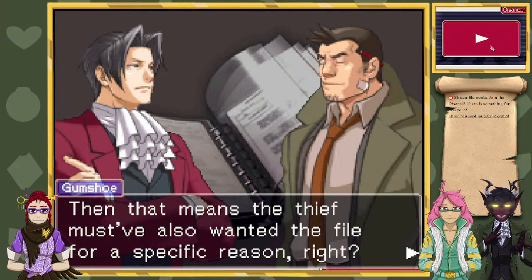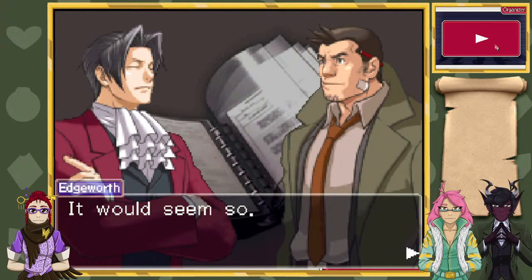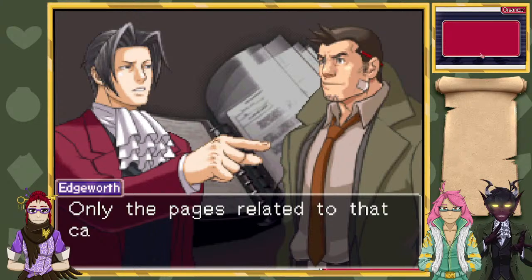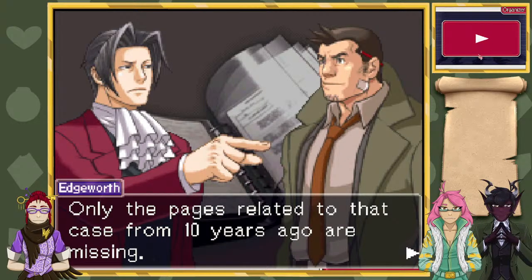That means the thief must have wanted the files for a specific reason, right? It would seem so. I don't know why he didn't just use Westlaw or LexisNexis, but only the pages related to that case from 10 years ago are missing.